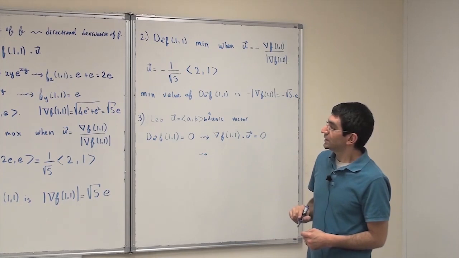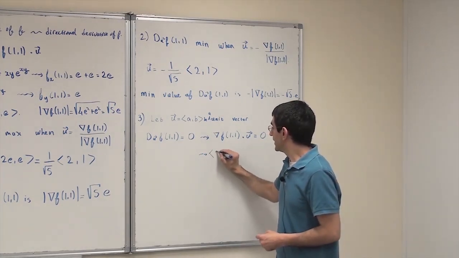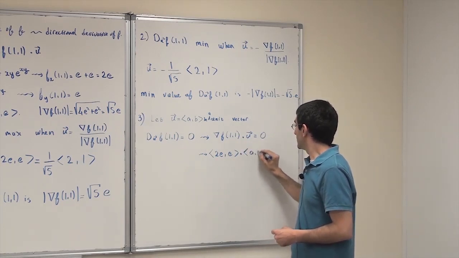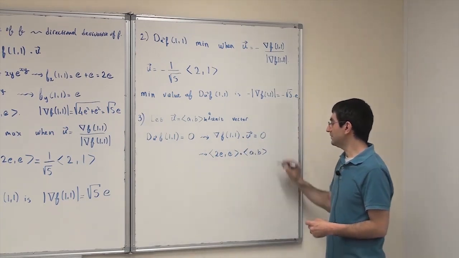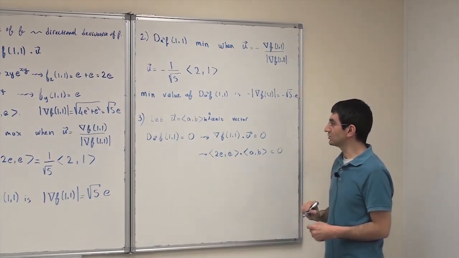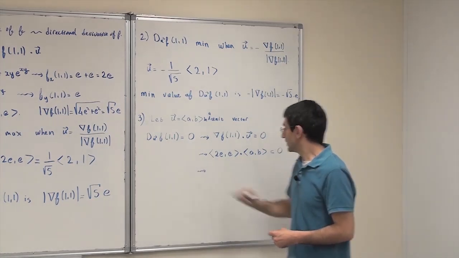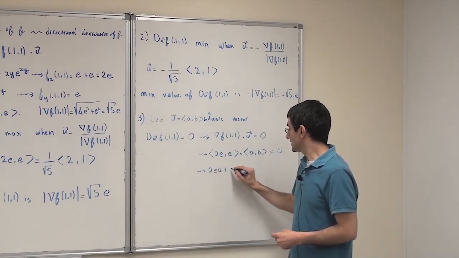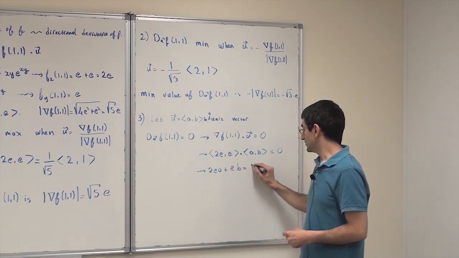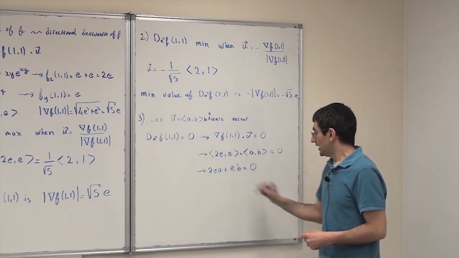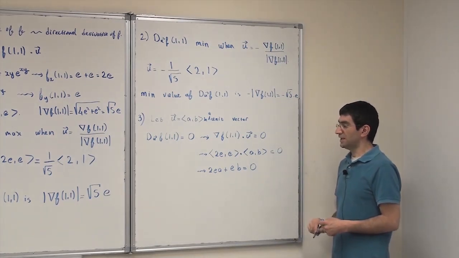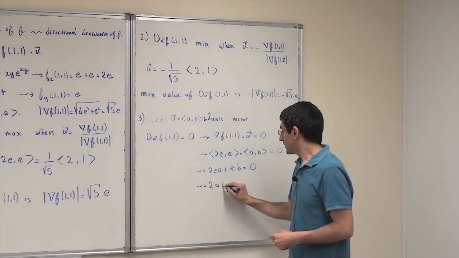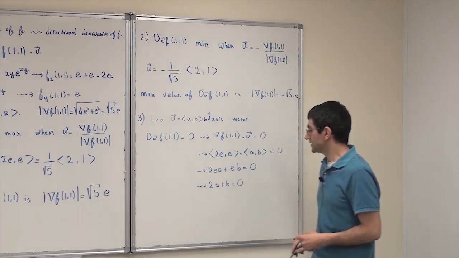So we know that our gradient vector has components 2e and e. Our unit vector has components a and b, and we want this dot product to be equal to 0. So from this, we have 2ea plus eb is equal to 0. Now, I can factor out the e and then cancel it. So we end up with 2a plus b equals 0.